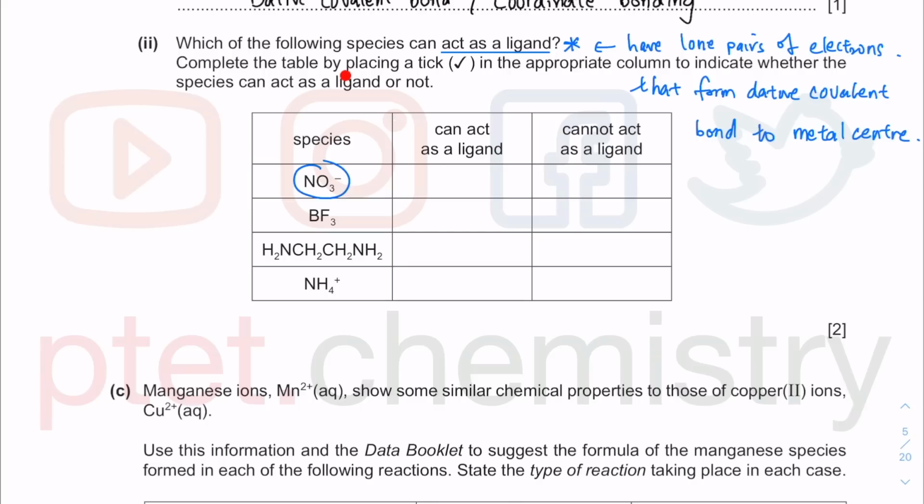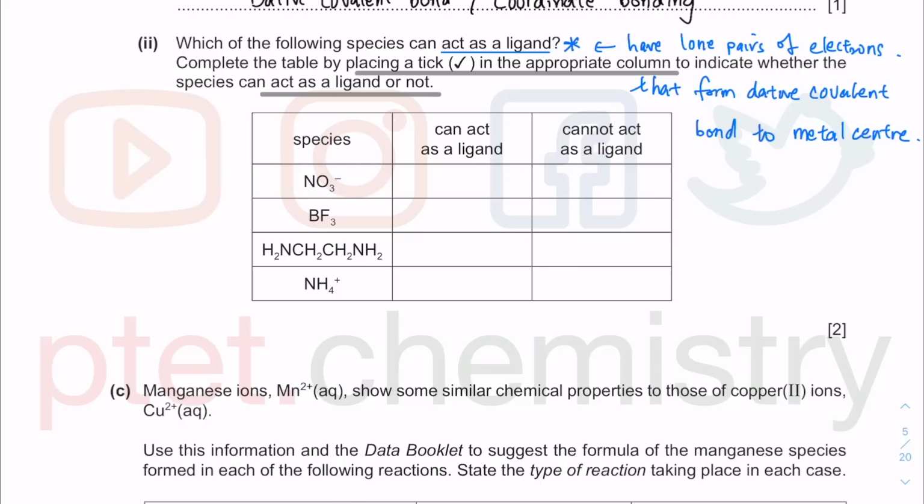Complete the table by placing a tick in the appropriate column to indicate whether it can act as a ligand or not. So it's not like a tick or cross, it's just a tick. If it can act as a ligand, put a tick. If it cannot act as a ligand, put a tick here. So you have to have a tick for every single line. That's the thing that's confusing about this question. You do not put a cross because they say put a tick in the appropriate column, whether it can or cannot act as a ligand.